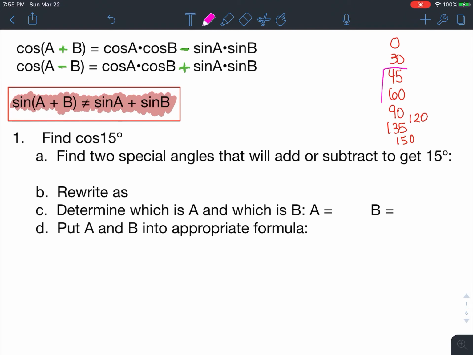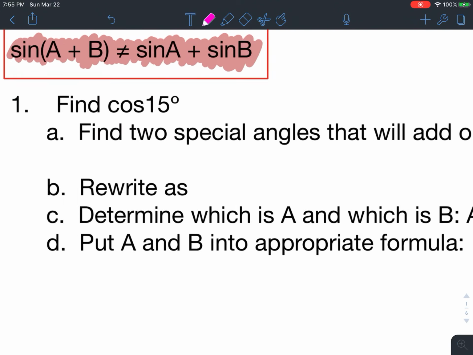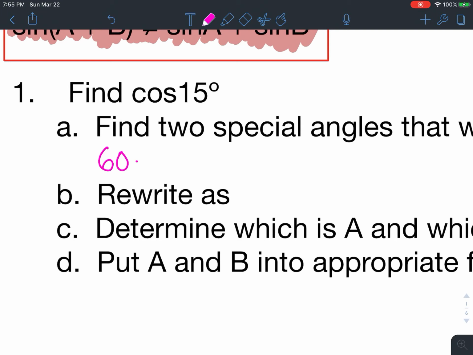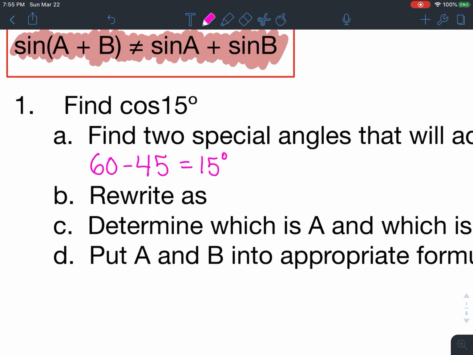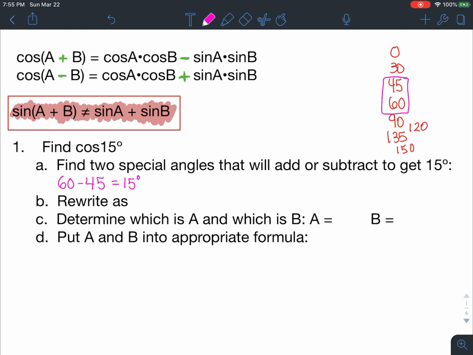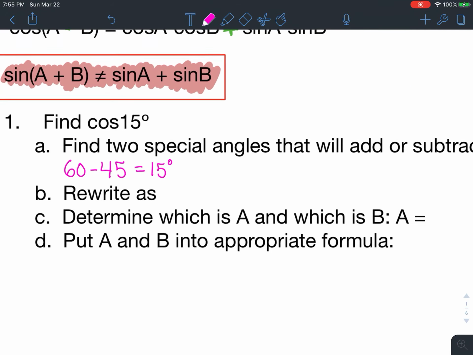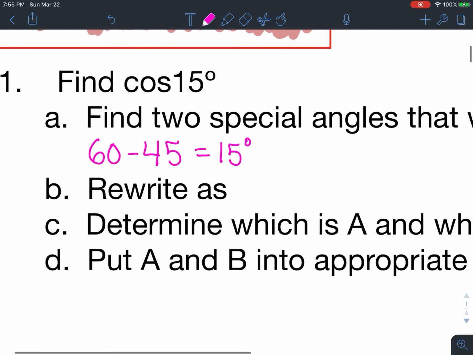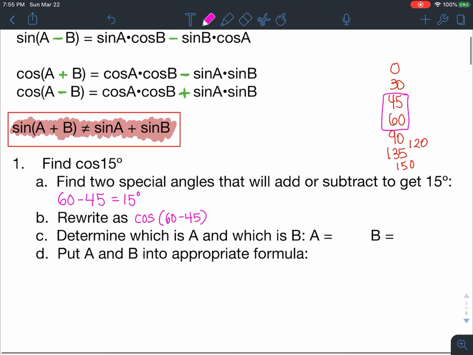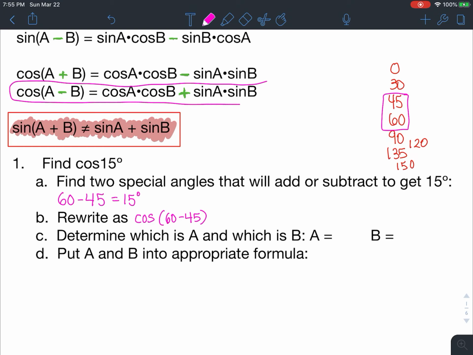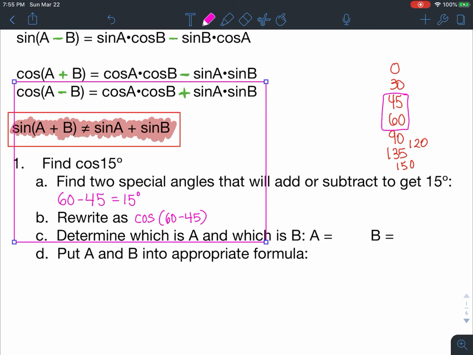So the ones that stand out to me are 60 and 45. So 60 minus 45 equals 15. And I know what the sine and cosine of 60 are and the sine and cosine of 45 are. So I'm going to be able to use this. So we're going to rewrite the cosine of 15 as the cosine of 60 minus 45, so that it's written in the same form as the original formula here.